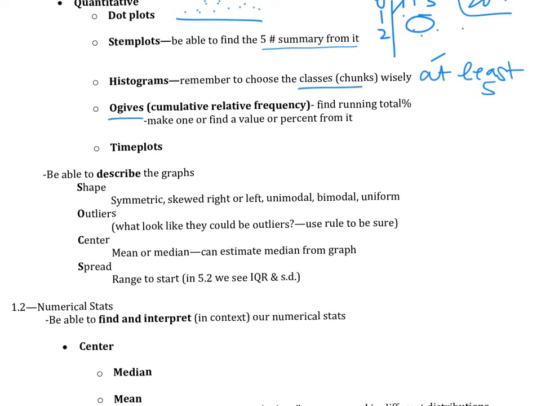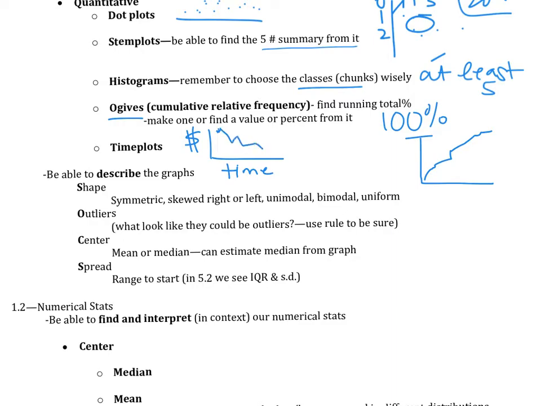Ogives, I'm hoping that's not on there. Nobody liked ogives. But at the end it totaled 100%, and you just kept going up and up and up, and then it ended up being 100%. But I didn't like those either. Okay, time plots would be a graph over time. For example, here we are when the coronavirus started, and this is how much money my stocks were worth, and then over time, it goes all the way down.